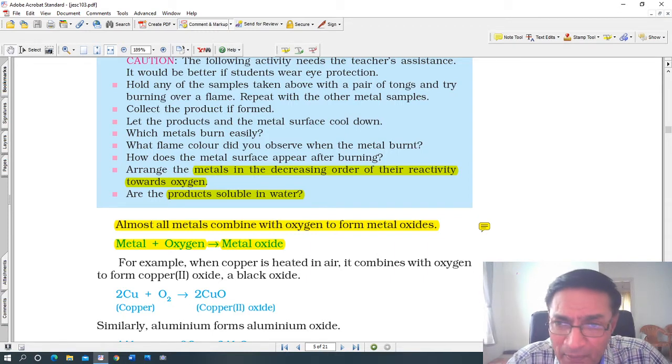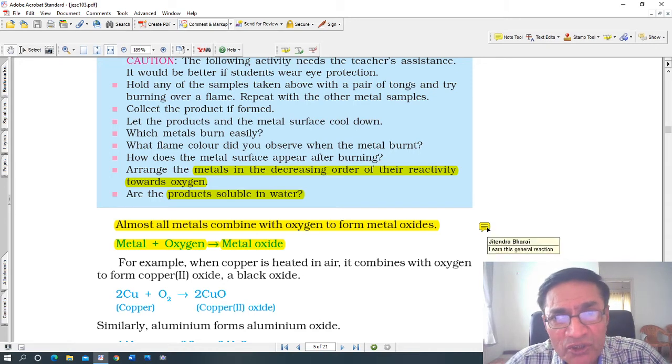अब ये मैंने बाद में देखो इधर बाजू में भी मैंने लिख दिया है. Okay, learn this general reaction. General reaction को learn करके specific reaction लिखना आना चाहिए. You should be able to write specific reactions.